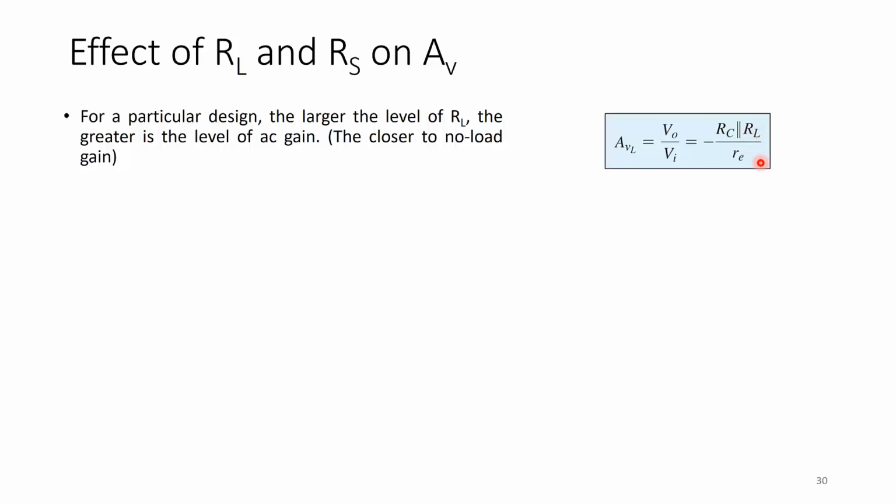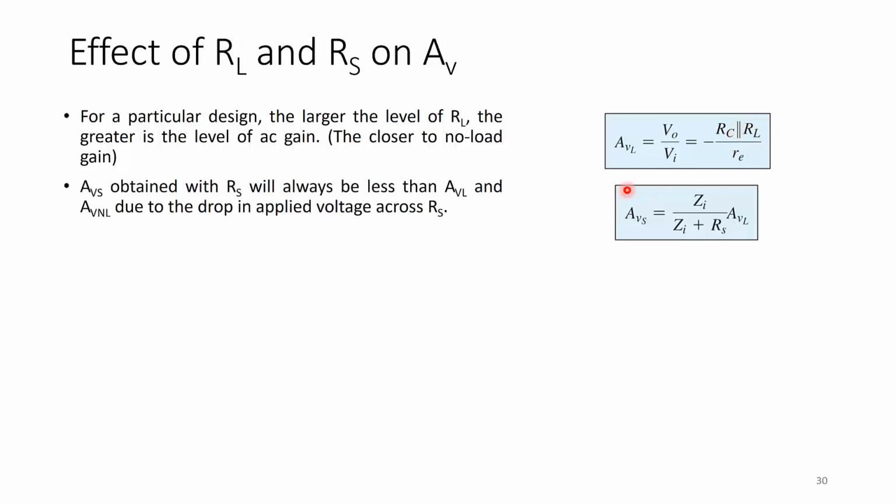So the bigger RL is, the bigger the voltage gain with load is going to be. But this voltage gain with load will always still be less than the no load gain. To be closer to the no load gain, it would be better if RL is bigger. Also, AVS obtained with RS, an expression that we had from the previous slide, will always be less than AVL, due to the drop in applied voltage across RS.